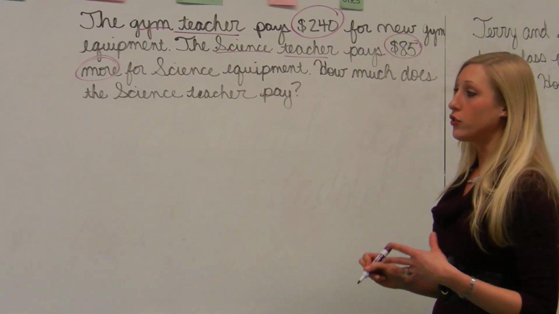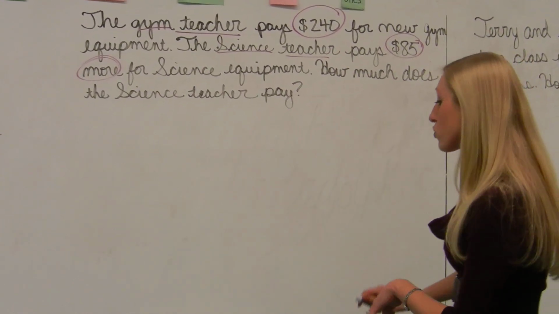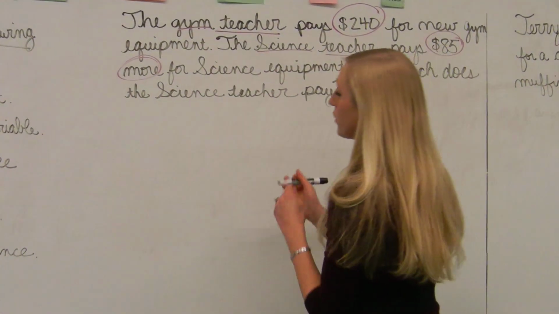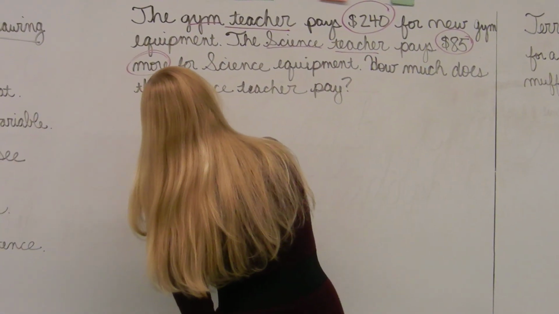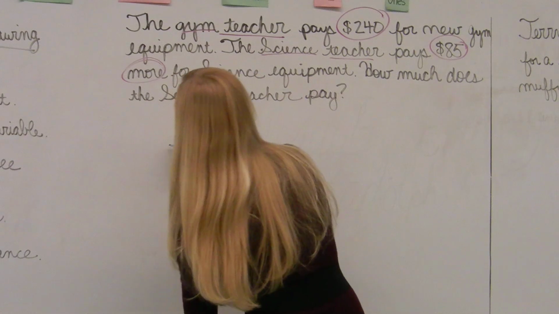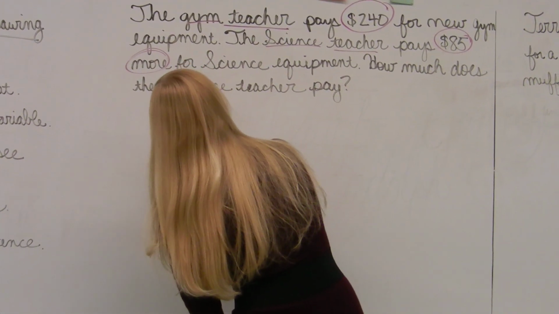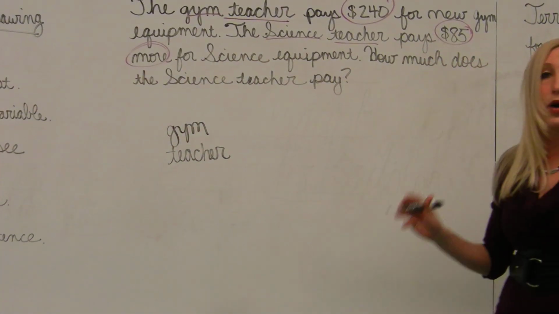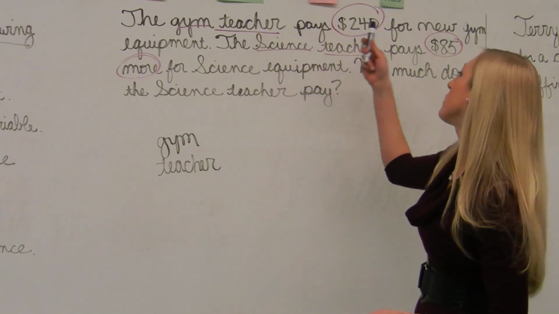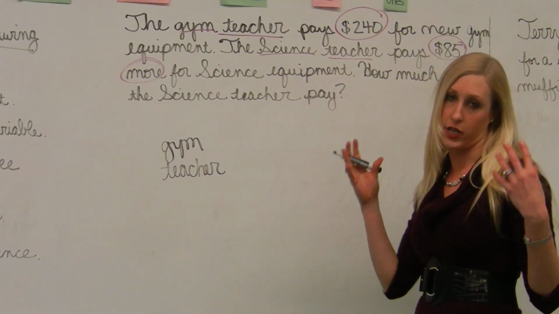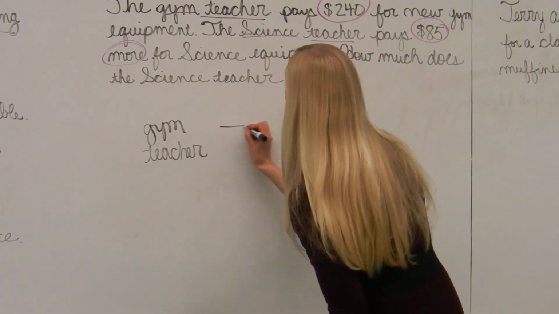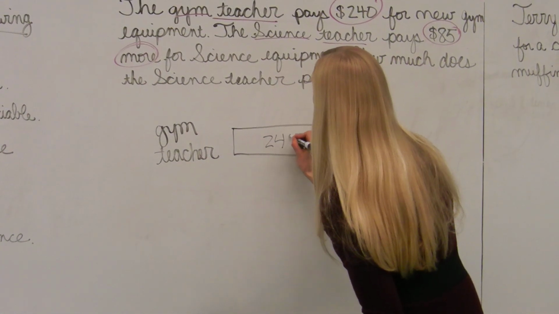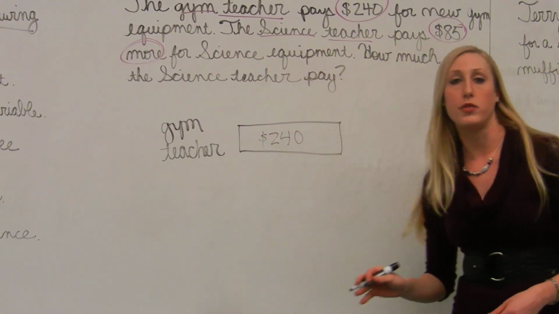We are now ready to draw a unit bar for each variable. We will start with our gym teacher because he is the one who's mentioned first. So the first thing you want to do is identify who you are writing about, and that is the gym teacher. And we will draw the unit bar to represent what the gym teacher has. We know the gym teacher has paid $240. That's a straight fact from the problem. So we can draw one unit bar to represent $240. This is what the gym teacher has paid.